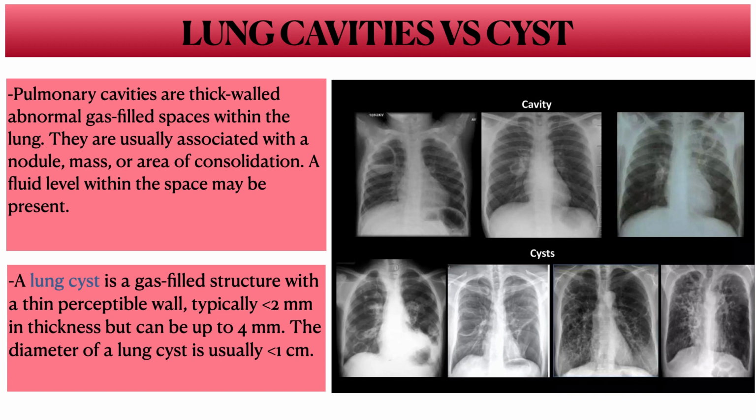So, as I said, both lung cavities and cysts have in common a gas-filled structure, but a lung cyst can be distinguished from a cavity for which the wall thickness is greater than 4 millimeters.